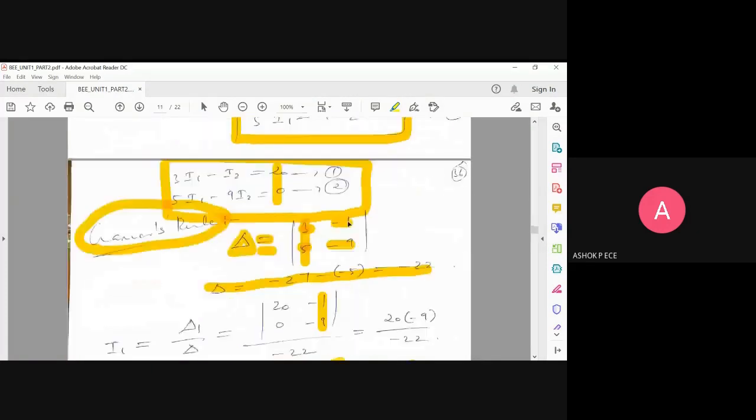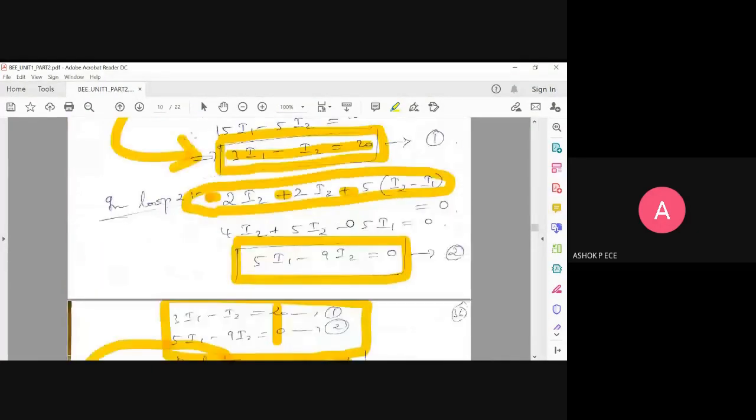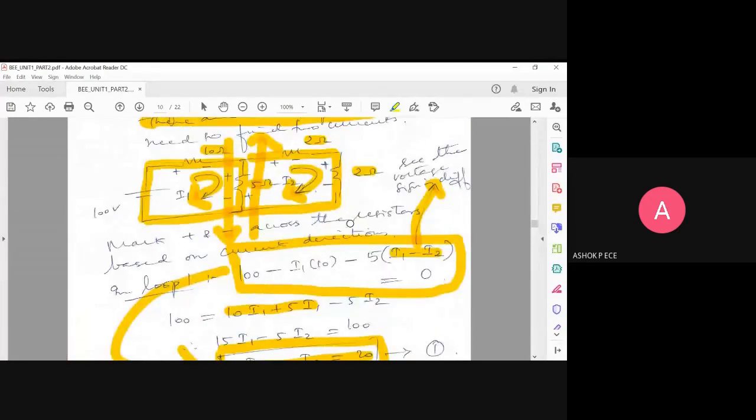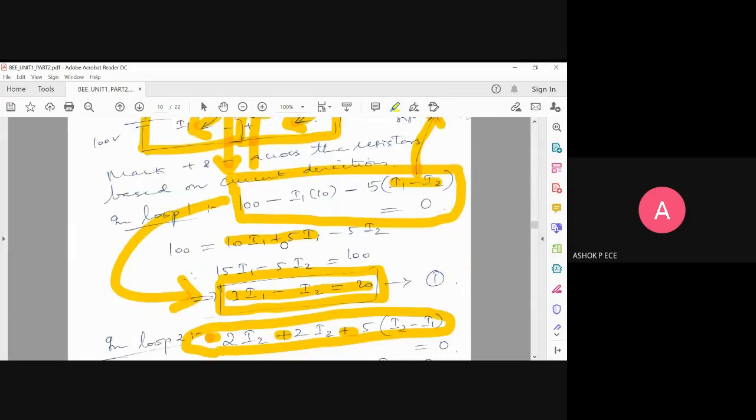If mesh analysis is clear to you, see, if you have 3 loops, you will have 3 equations, and you have to solve them and get the value of 3 currents. Here we have 2 meshes or 2 loops, so we are getting 2 equations for solving. So the number of equations will be equal to the number of loops. That is the logic.